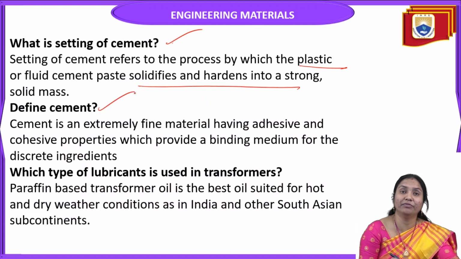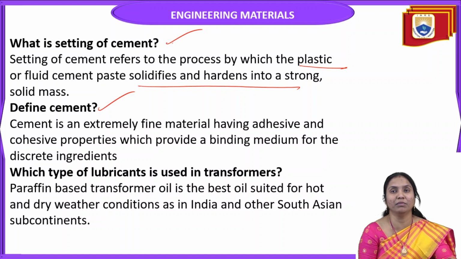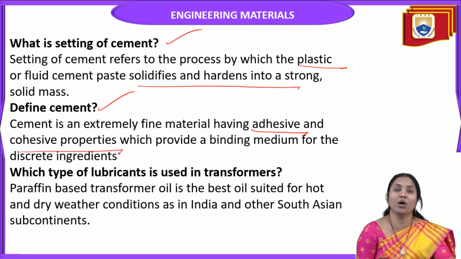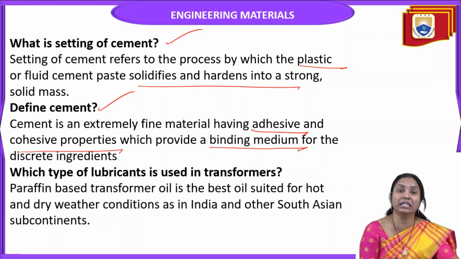What is the meaning of cement? Cement is an extremely fine material having adhesive and cohesive properties, which provide a binding medium for the discrete ingredients. It is called cement. Its most important properties are adhesive and cohesive properties, strong setting and hardening.